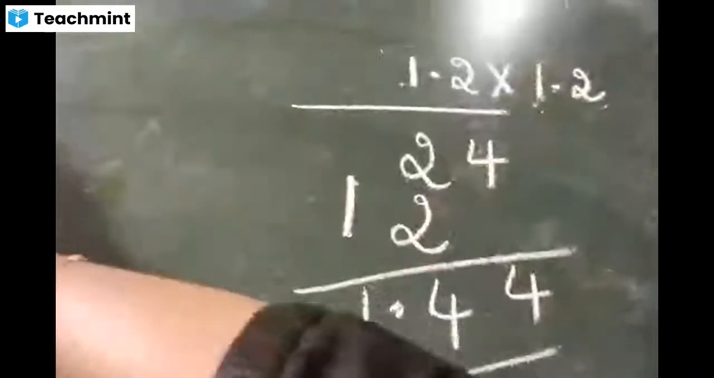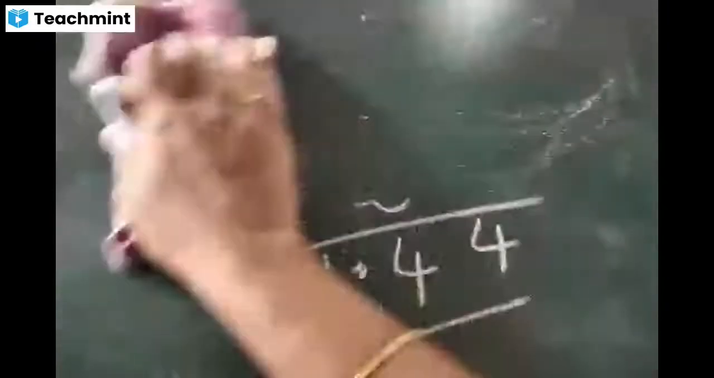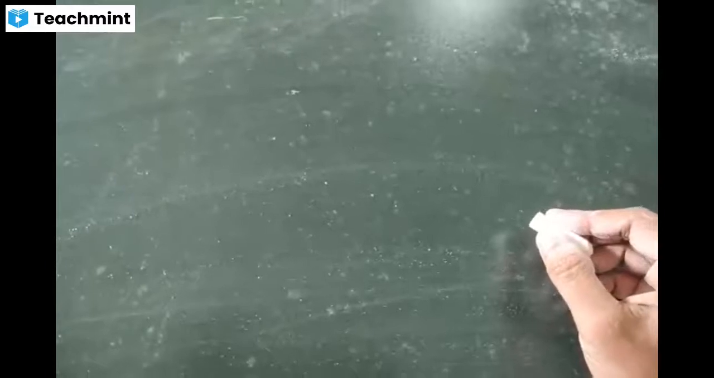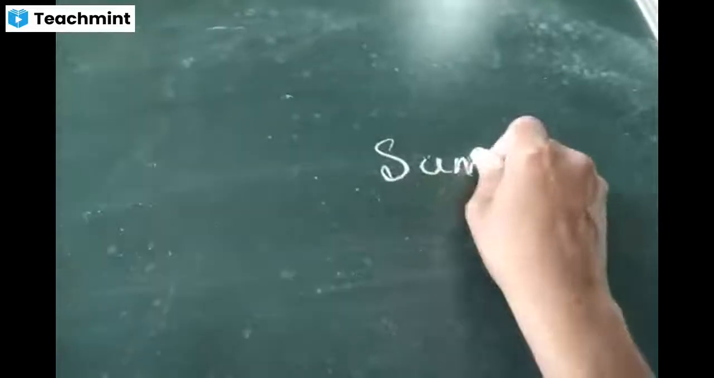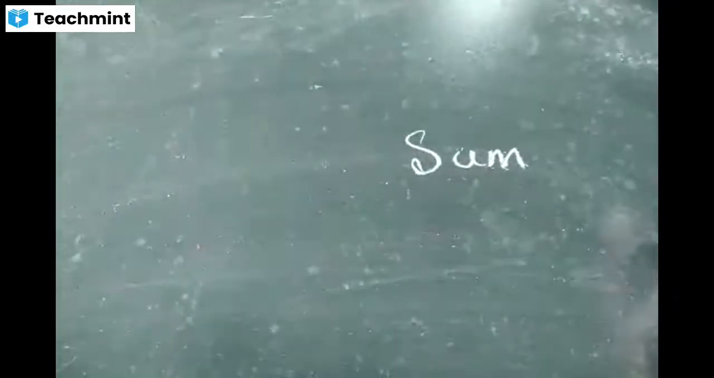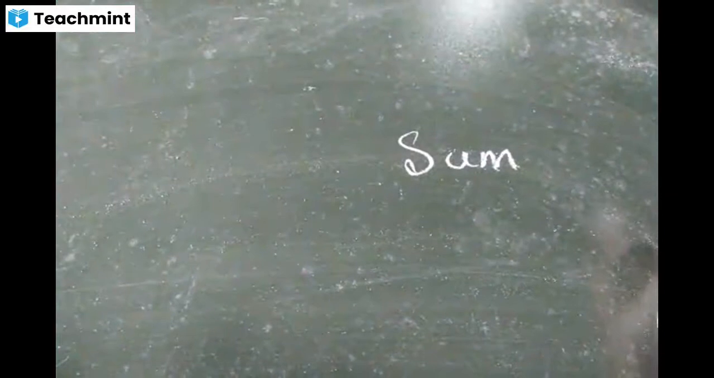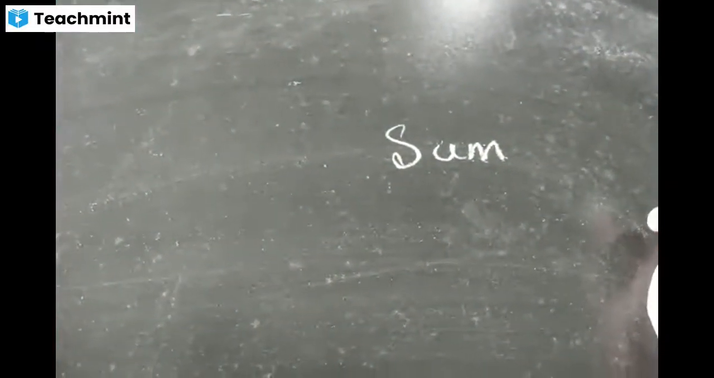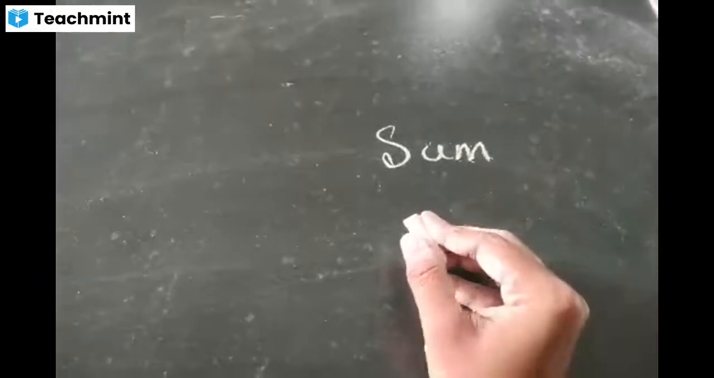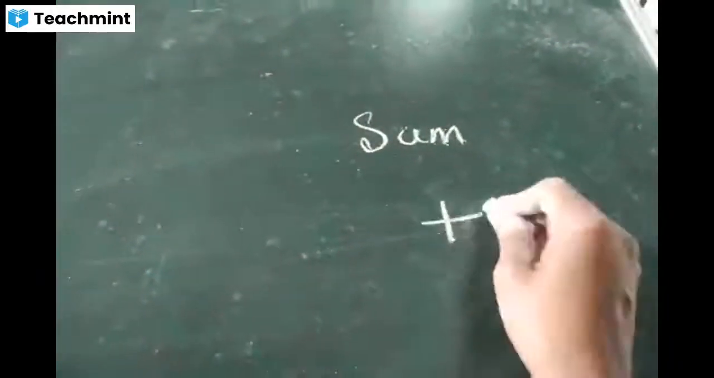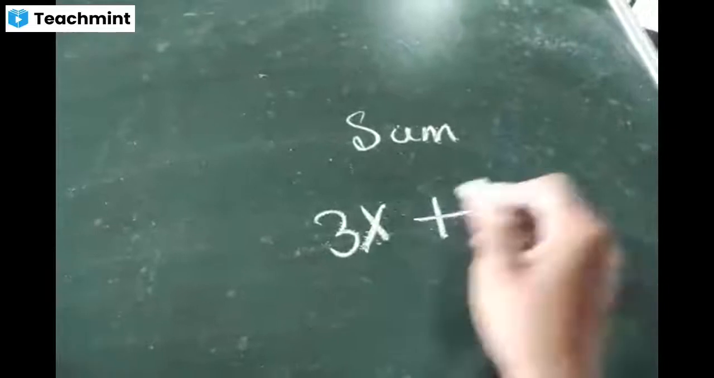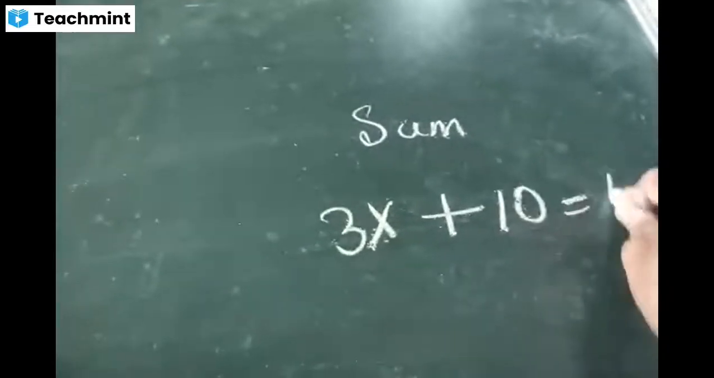Okay. Next question. 13th one. The sum of 3 times x. Sum means this SUM, addition. The sum of 3 times x and 10 is 13. This one you have to write in the equational form. Sum of means plus. Which sum? 3 times x and 10 is equal to 13.